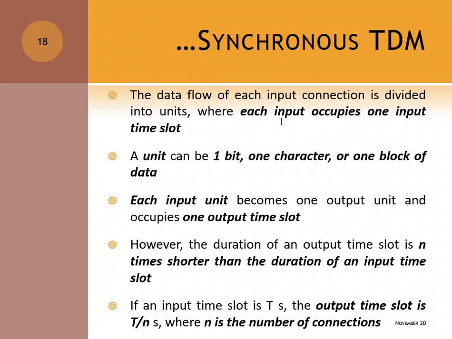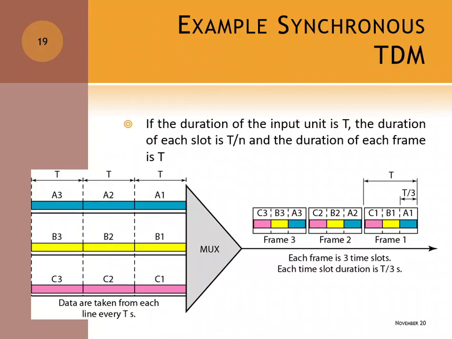Okay, bila kita bercakap tentang TDM, kita akan consider tentang input slot. Okay, input slot ni adalah yang ni. Sebelum masuk ke multiplexer ni kita panggil input slot. Okay, contoh kita ada 3 signal A, B, C. So, untuk A ada 3 input slot: A1, A2, A3. So, setiap satu ni kita panggil input slot. Okay, sama juga dengan signal B, dia ada 3. Dalam case ni kita ada 3: B1, B2, B3. 3 input slot. Untuk C pun ada 3 input slot.